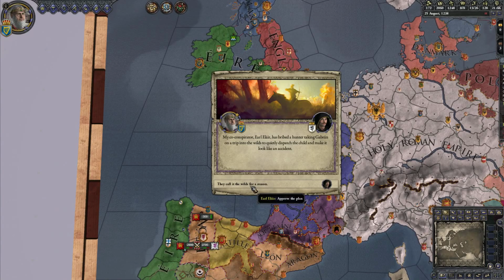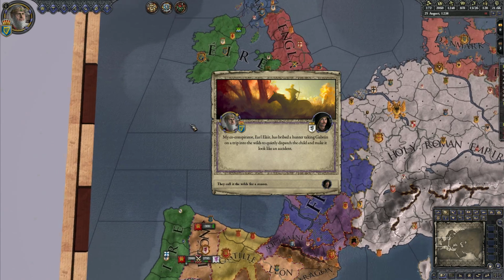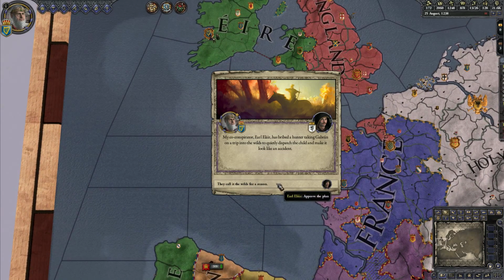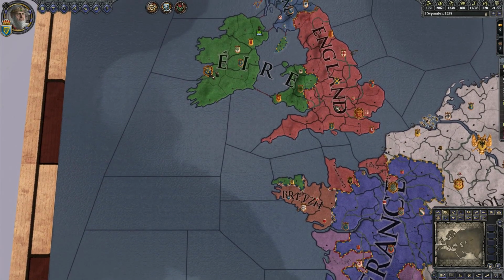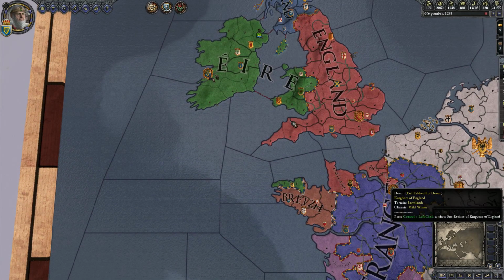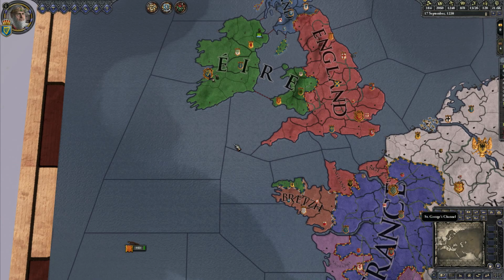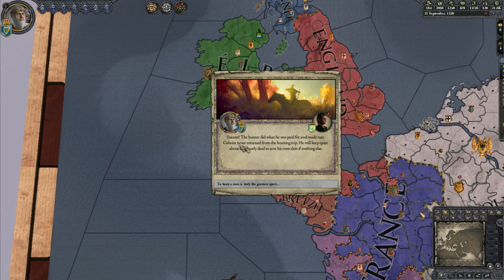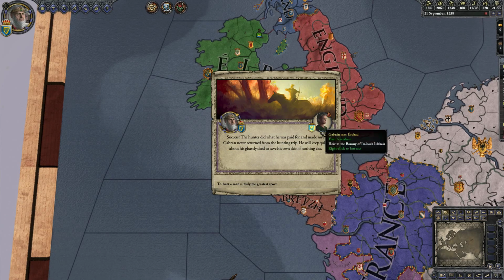They call it the wilds for a reason. Oh, this is it! Oh dear. I really hope this works and we don't get caught. Or at the very least, if this doesn't work, I just hope we don't get revealed. Oh, God. Success. The hunter did what he had to. Oh, good. And he will keep quiet.